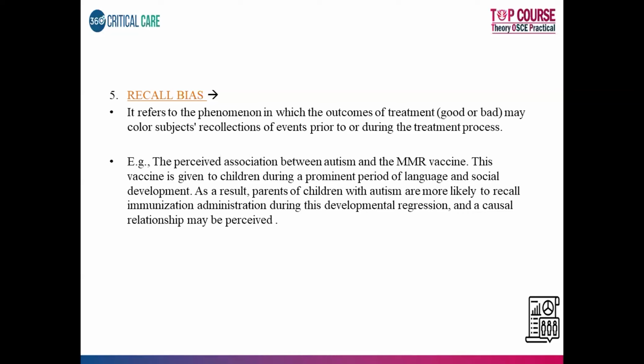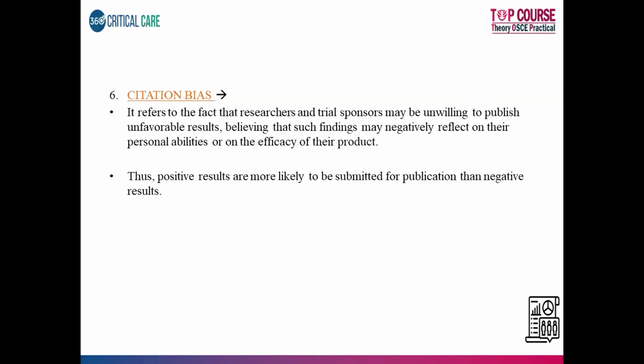Basically, MMR does not cause autism, but the parents think that because MMR was given during that period of time, it caused the autism, which might have developed for some other reasons, such as genetic reasons. The parents attribute this to the MMR vaccine and give a false causation, a false etiology, as the cause for this autism.